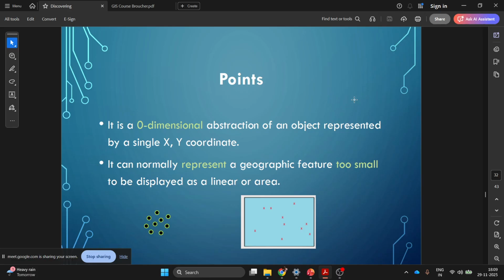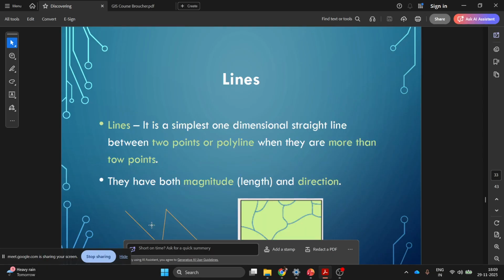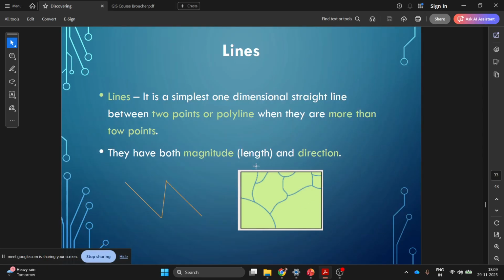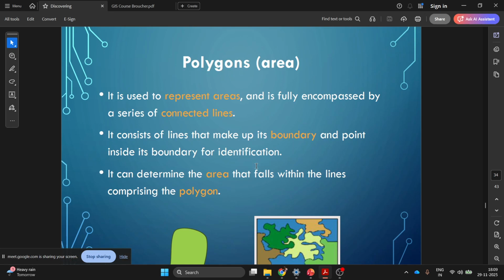It can normally represent a geographical feature too small to be displayed as a linear or an area. For example, in the case of a world map, if I need to represent Chennai, I will be representing it as a point. So that is where the use of point data comes in. For example, these are some of the points that are located in a particular location. So that is one type of spatial data, and another one is line.